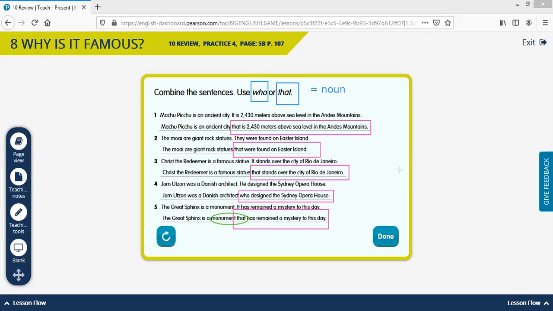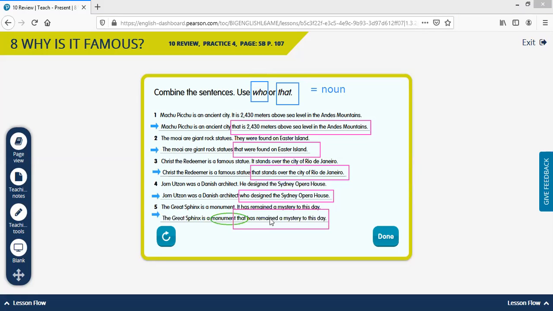Okay, so in number 1, we say Machu Picchu is an ancient city. And then a person asks you, okay, give me more information. Okay, it's an ancient city that is blah, blah, blah, blah, extra information. Number 2, the Moai are giant rock statues that blah, blah, blah, extra information. The same thing happens in numbers 3, 4, and 5. When you give that extra information, you're going to do it with a relative pronoun. Who or that in this case, okay?